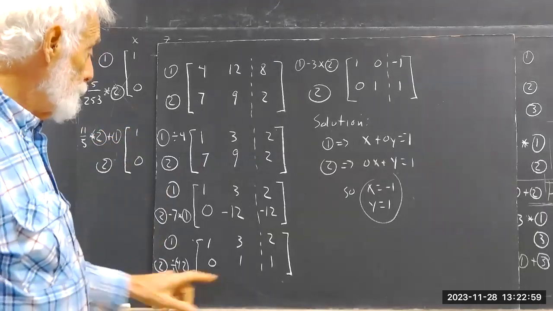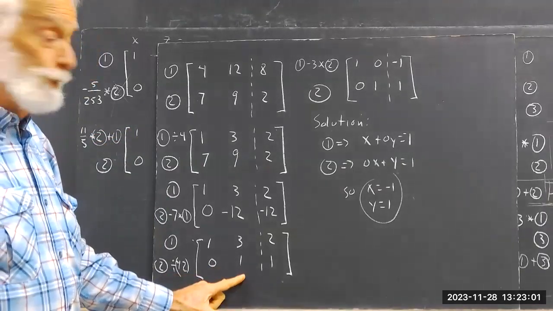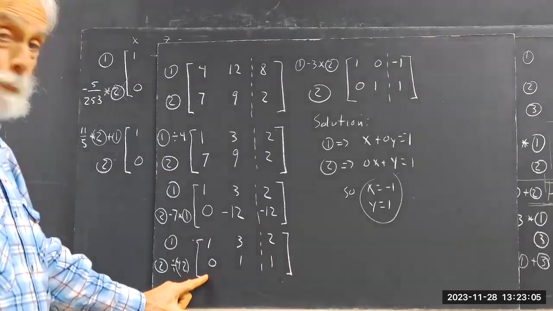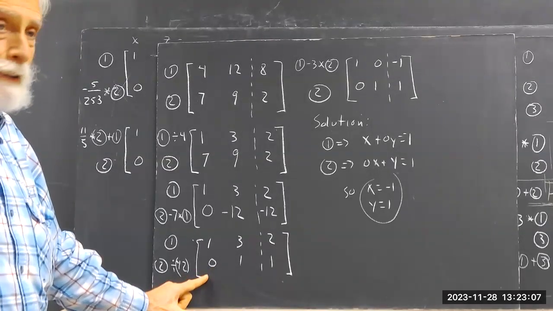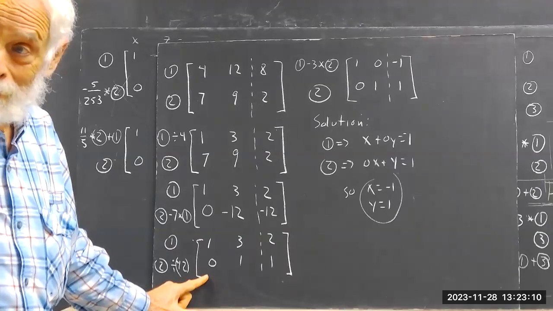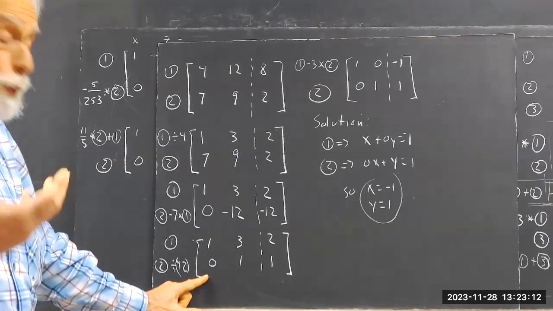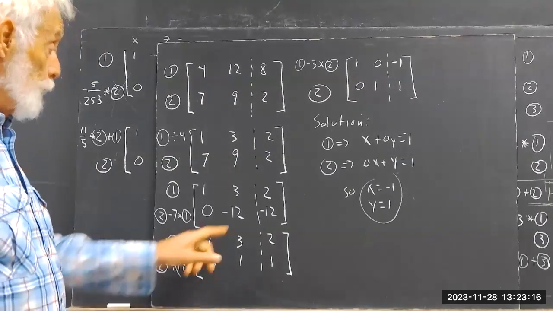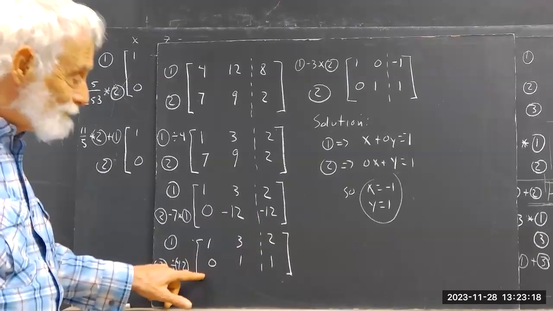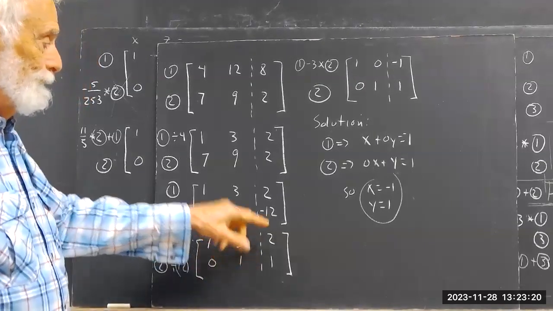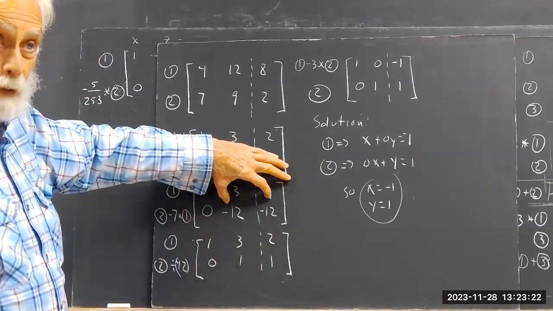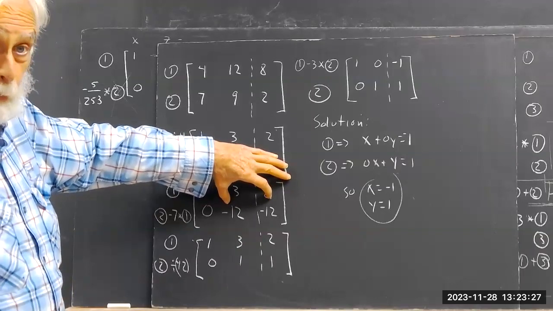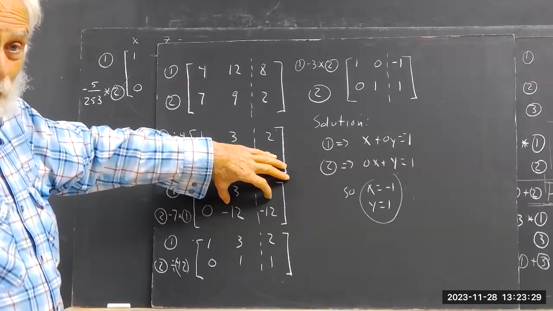What do we do next? We want a 1 here. It's easy to get a 1. We want a 0 here and a 1 here. We don't want anything to happen to this 0 because that's where x has been eliminated. We have a 0 here. We want a 0 here because we don't want an x in this equation. So this clearly represents an equation we could easily solve for y. It's -12y equals -12. Bet you know what the solution is.